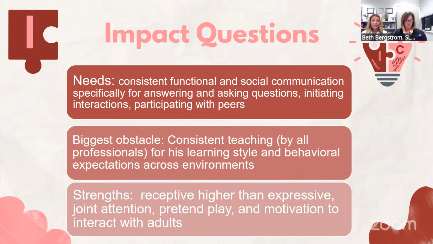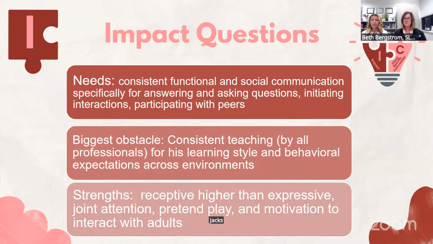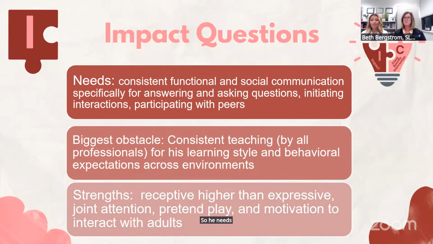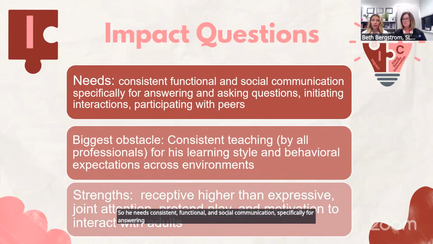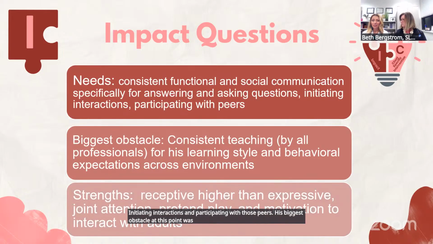So his needs: what do we need to address with him? Again, we're thinking about this client-specific intervention. We need to figure out what Jackson needs at this point in his language development, and also his participation in the classroom and socially with his peers. So he needs consistent functional and social communication, specifically for answering and asking questions, initiating interactions, and participating with those peers. His biggest obstacle at this point was consistent teaching by all professionals.